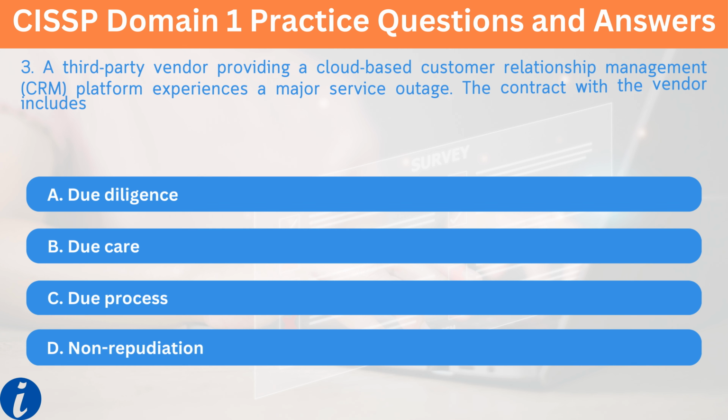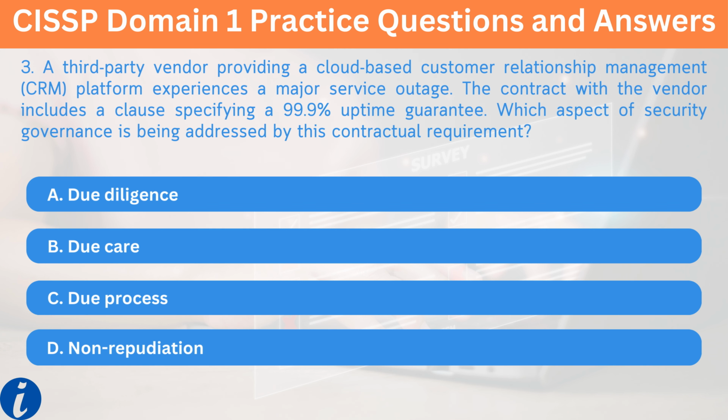3. A third-party vendor providing a cloud-based customer relationship management (CRM) platform experiences a major service outage. The contract with the vendor includes a clause specifying a 99.9% uptime guarantee. Which aspect of security governance is being addressed by this contractual requirement? A. Due diligence. B. Due care. C. Due process. D. Non-repudiation. The correct answer is A.